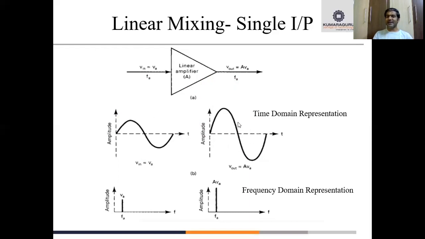At your output side, you could see Vout is equal to A times Vs. What is this A times Vs? It is nothing but gain times your input, so your input is amplified by a factor A. You could see the output is an amplified output because it is at the output of your amplifier. We will see the frequency domain representation later.